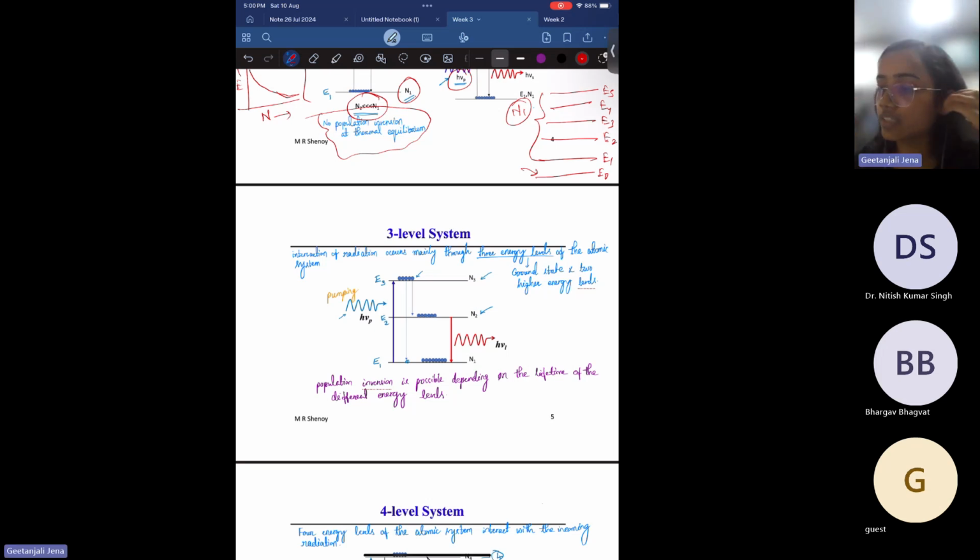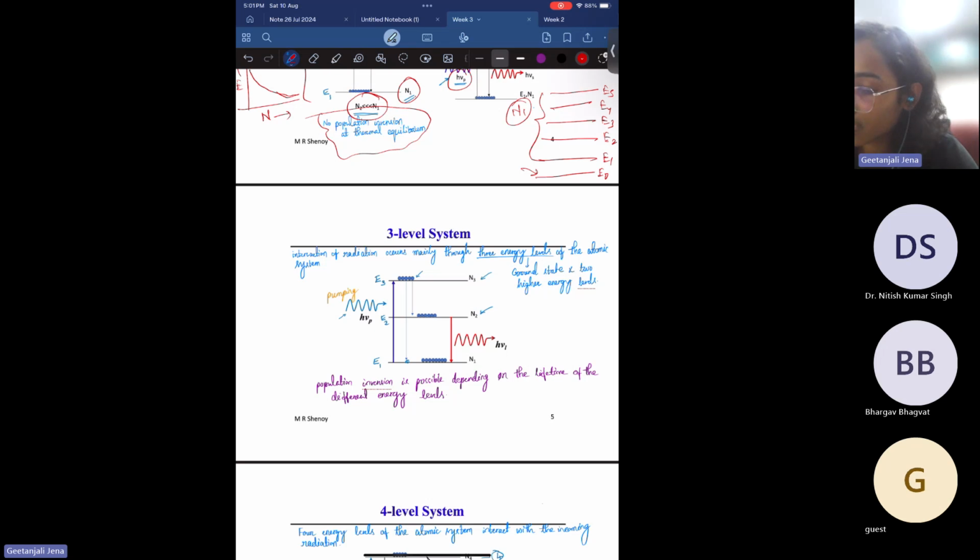So for the 3-level system, as we have discussed in the 2-level system, what will happen in the 3-level system? Only the 3 energy levels will interact with the radiation. So of the 3 levels, one will be the ground state, and the other 2 levels will be higher excited states of the system.